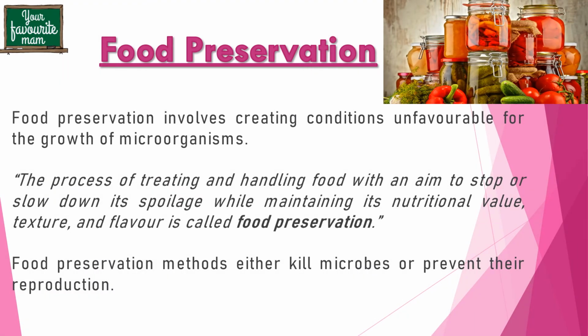So to prevent food spoilage and have the availability of a wide variety of foods all year round, we do food preservation, which involves creating conditions unfavorable for the growth of microorganisms. The process of treating and handling food with an aim to stop or slow down its spoilage while maintaining its nutritional value, texture, and flavor is called food preservation. Food preservation methods either kill the microbes or prevent their reproduction. And there are different types of food preservation methods used for different kinds of food.